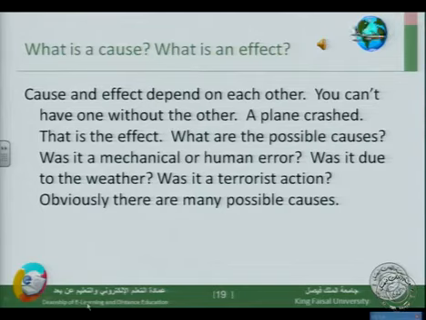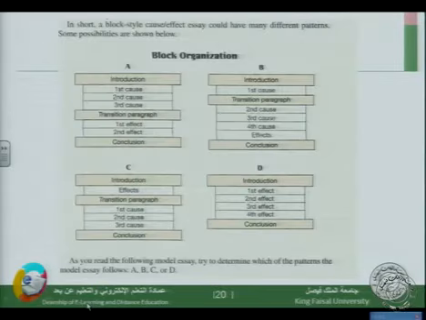Was it a mechanical or human error? Was it due to the weather? Was it a terrorist action? Obviously, there are many possible causes. So for each cause, there is an effect, and for each effect, there is a cause. This is what we call a cause and effect essay.